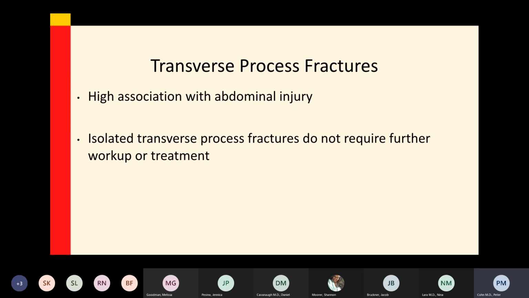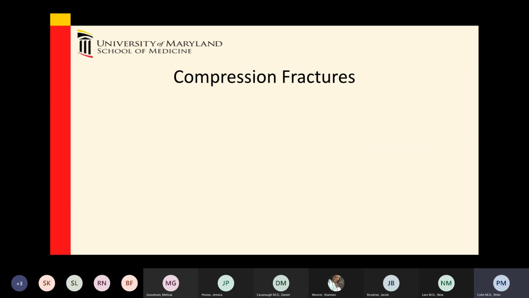One key thing to note really for the trauma teams is that transverse process fractures can have a high association with abdominal injury or other injuries. And so they can be a sign to make sure that you're looking at your CT chest, abdomen, pelvis to make sure there's no other either spinal injuries or other abdominal injuries. But the fractures on their own are really inconsequential, other than causing some pain for the patient, which will get better.